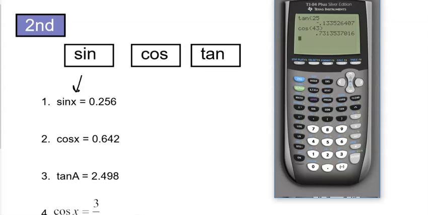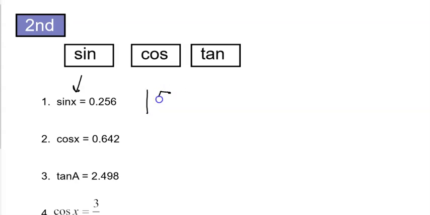So we do the second button. It's called the inverse sine. So we use second sine. And then we just put in parentheses 0.256. And we're just going to round to the nearest whole number. Whole number here would be 15. So that would be 15 degrees.